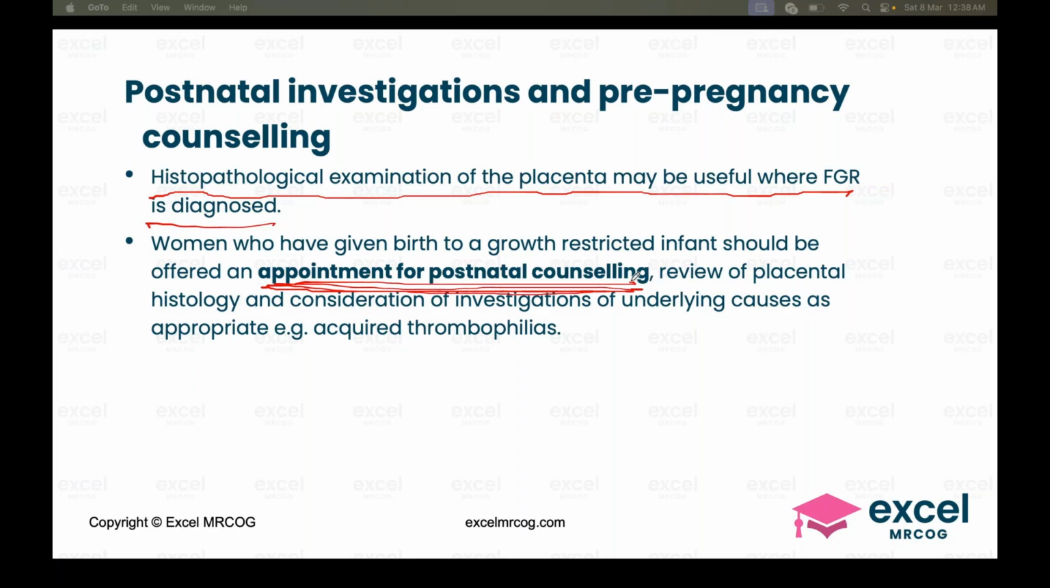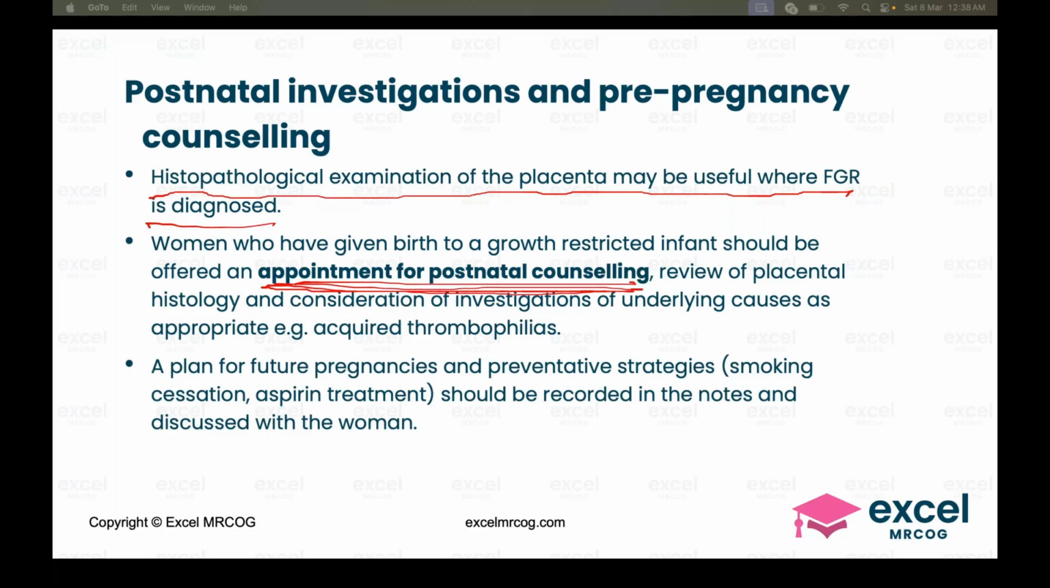A plan for future pregnancies and preventive strategies should be recorded in the notes. So if there are any risk factors that you identify in a particular task that is given to you, then you need to say that I would like to offer you, say, for smoking cessation, you would say NHS stop smoking services, etc., or aspirin in the future pregnancy. Okay, this may also come as a potential SPA question in the Part 2 exam.